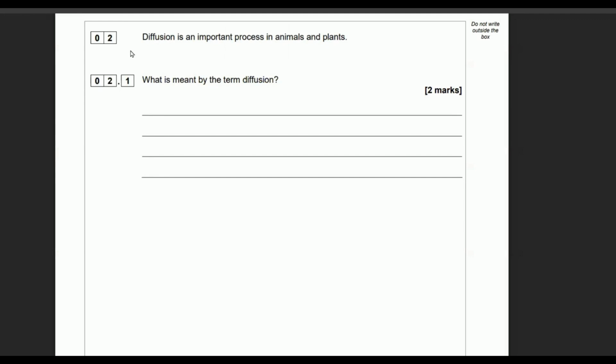Right, question 2. Diffusion is an important process in animals and plants. What is meant by the term diffusion? This is just asking you for straightforward subject content.